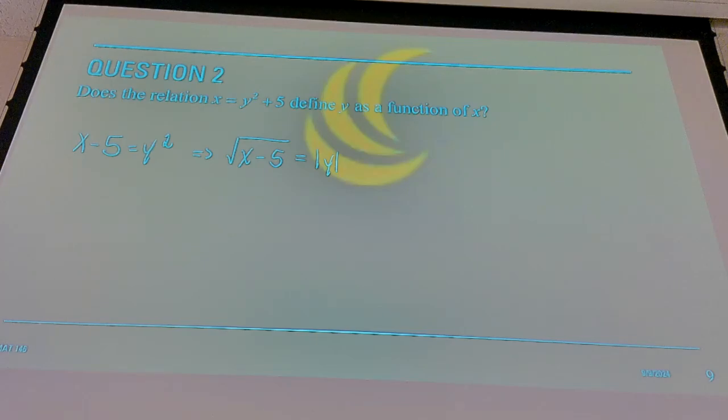Again, square root of 4, we know is 2. But negative 2 squared is 4, right? So if you take the square root of negative 2 squared, you don't get negative 2. You get positive 2. You get the absolute value of negative 2. That's why it's absolute value.